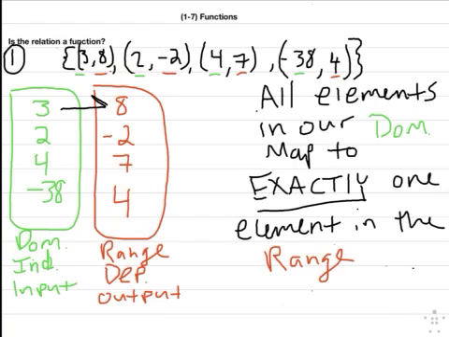Okay, and then we'll draw our relation. 3 maps to 8. 2 maps to -2. 4 maps to 7. And 38 maps to 4. So here's the question. Do all the elements in our domain map to exactly one element in the range? Well, 3 maps to only 8, so it only maps to 1. Good. 2 only to -2. 4 maps only to 7, and 38 maps only to 4. And actually, this one is an extra special function. It's called a one-to-one function, but don't worry about that stuff. It is a function because it maps to exactly one element. Okay, let's take a look at the next example.